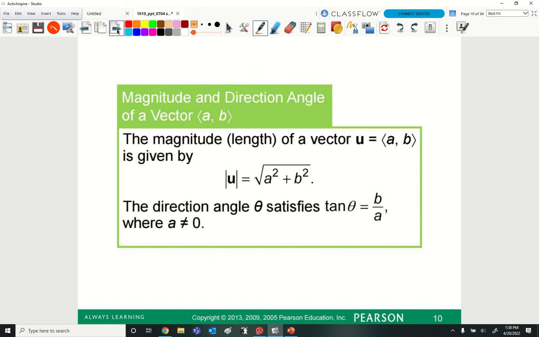Okay, anyway, so the directional angle theta satisfies tan theta equals b over a. Now, if you're looking for the angle, you do the inverse. So I'm going to change this formula. Because we're going to look for the angle, theta is equal to inverse tangent of b over a.